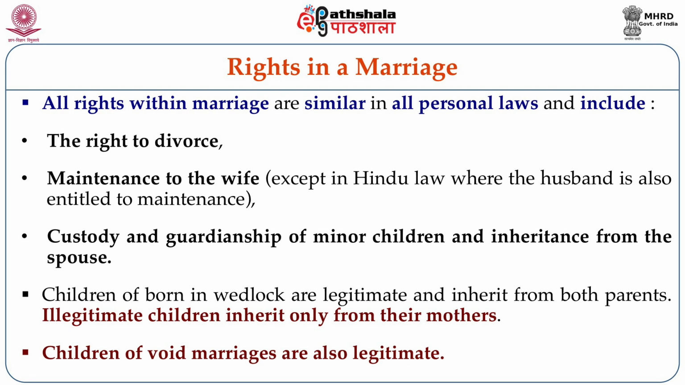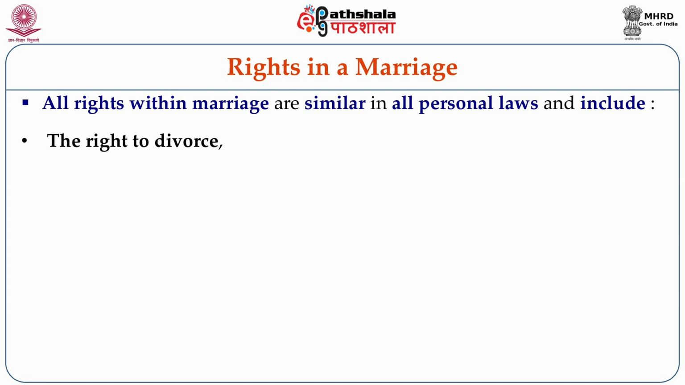If a child is illegitimate, then the mother is the natural guardian or the legal guardian of the child. The child inherits from the mother and has limited rights of inheritance from the father. In certain cases he has the right to inherit, in certain cases he doesn't, or she doesn't have the right to inherit from the parent. The second is the right to divorce.